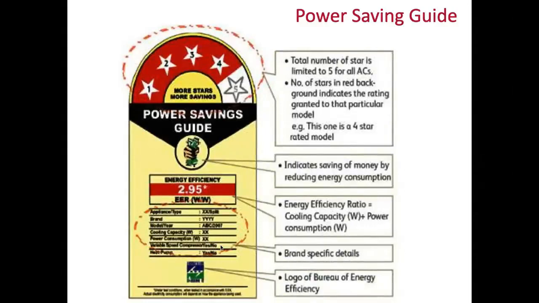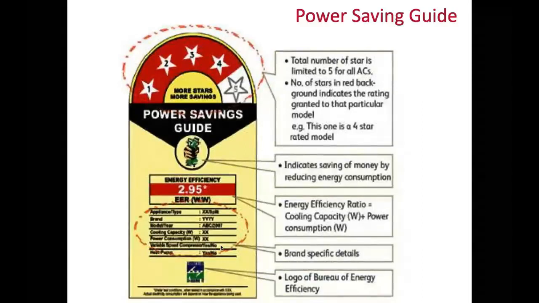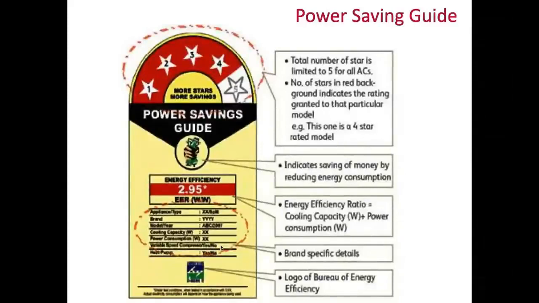BEE revises the star rating of air conditioners from time to time. Hence, a 5-star AC in the previous year may become a 3-star AC, and the next year after revision of the rating takes place, it would be a lesser one. You can recognize the validity of the label from the validity period section on the label, right? So this is what we were talking about.